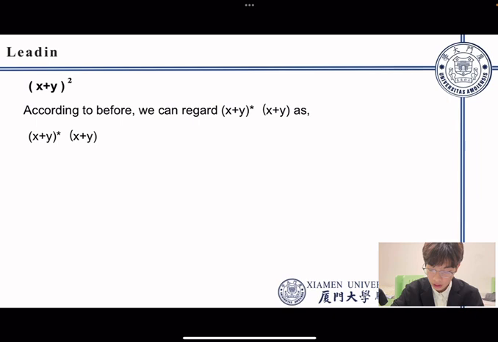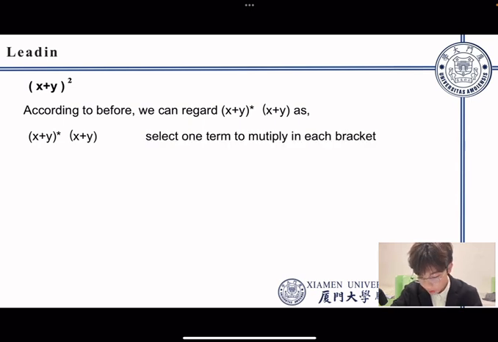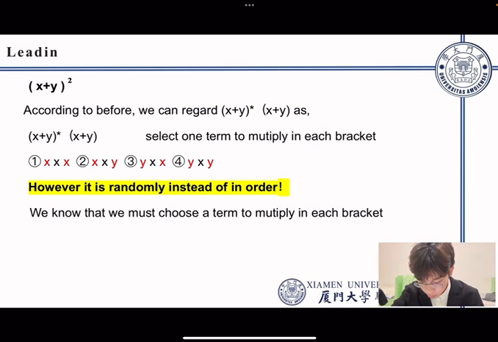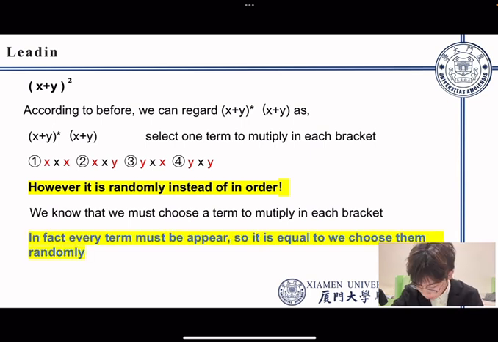According to before, we can regard (x plus y) squared as (x plus y) times (x plus y). Select one term to multiply in each bracket. Then we get 4 possibilities: x times x, x times y, y times x, y times y. However, it is random instead of in order. So, we know that we must choose a term to multiply in each bracket. In fact, every term must be a pair, so it is equal to choosing them randomly.